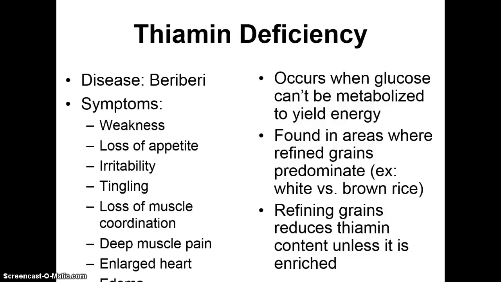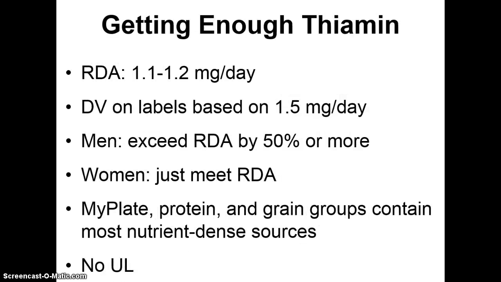The one population that we often see them in is alcoholics, because B vitamins are required for the metabolism of alcohol, so many of the B vitamins are used up in metabolizing alcohol. Again, do people get enough? They typically do. So most people get adequate amounts.